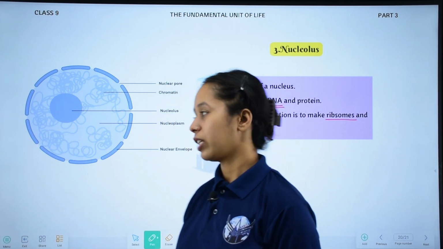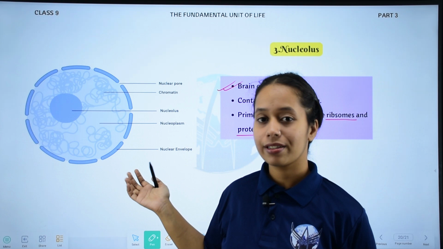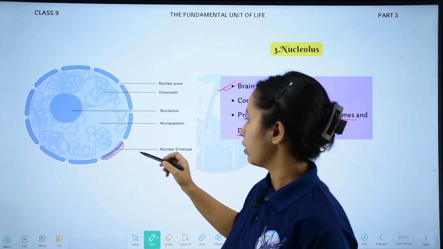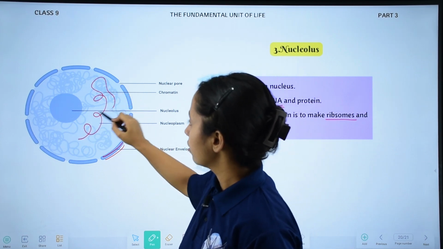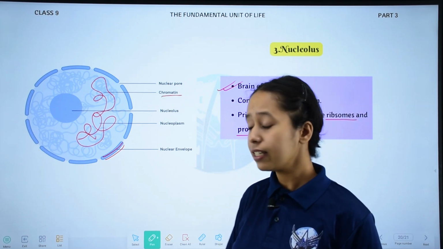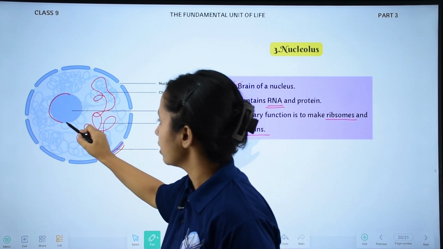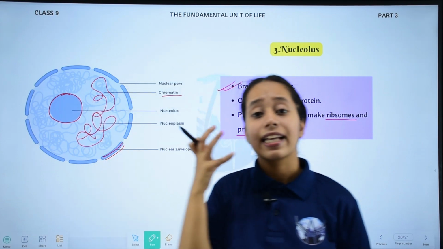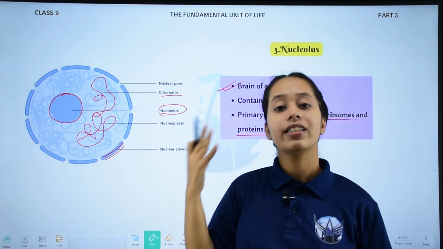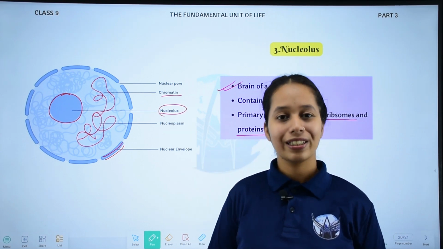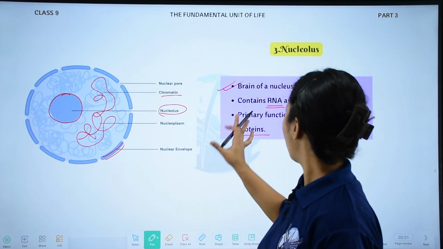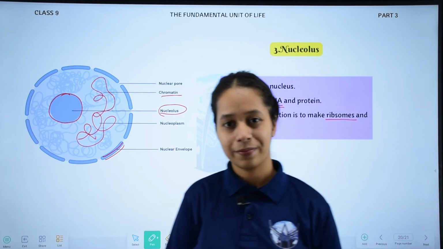Are you clear? So let us go back to the structure of the nucleus. The double layer membrane is known as the nuclear envelope. Then we have the chromatin material, this entangled mass. And this spherical or oval structure inside the nucleus is the nucleolus, the brain of the nucleus. Are you clear with this? Properly? Okay, so this is all about the nucleolus.